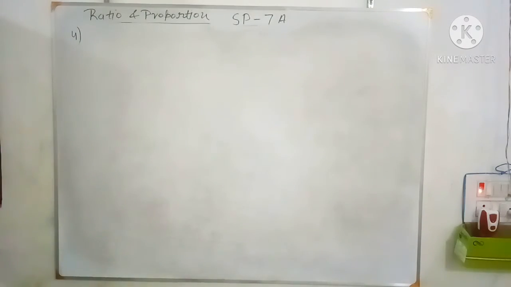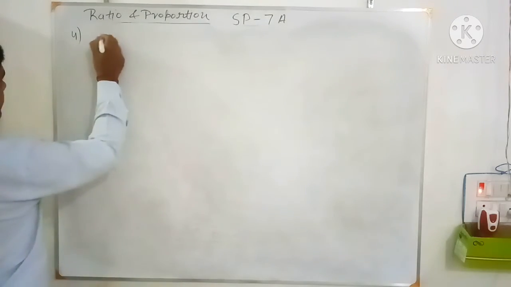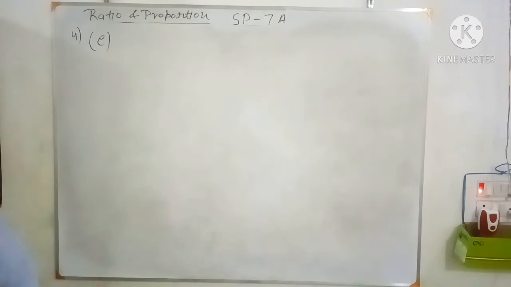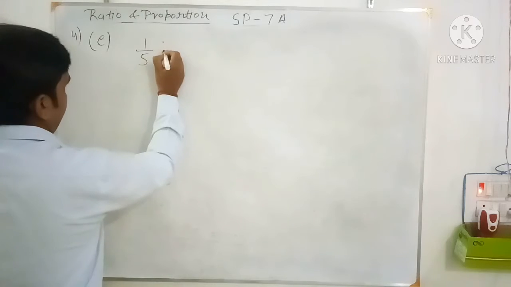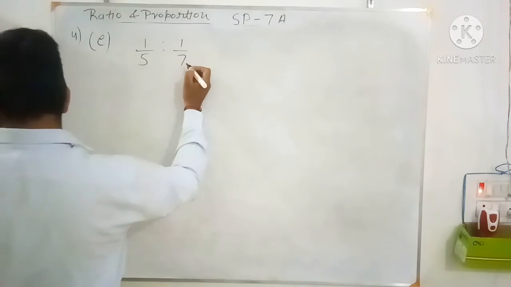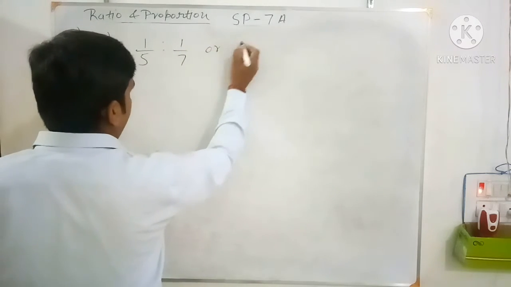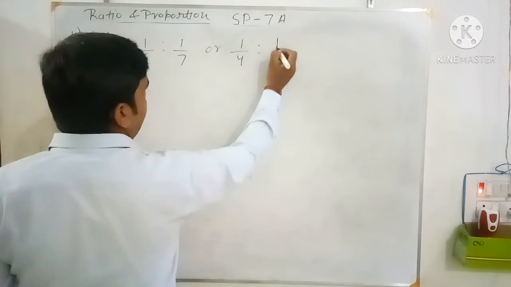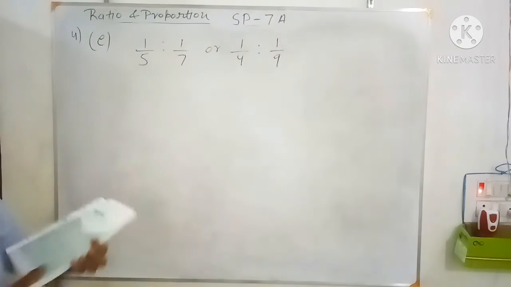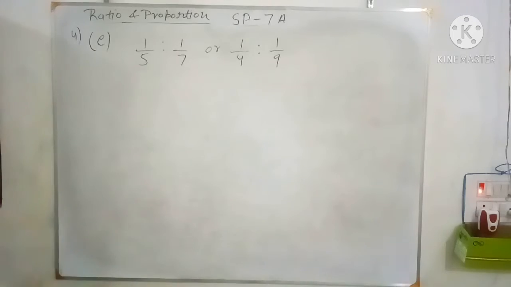Now see the question 1e. This fourth E question we do. In this you see the ratios is given 1 by 5 is to 1 by 7 or 1 by 4 is to 1 by 9. See how we compare this ratio.